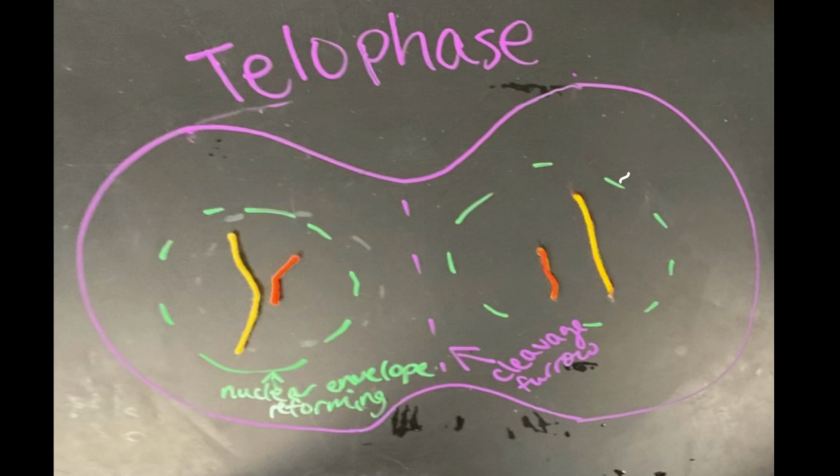The cytoplasm begins to separate at the cleavage furrow, and the nuclear envelope is reforming around the genetic material. Soon there will be 2 new daughter cells, each with a full set of chromosomes identical to those of the original parent cell. Then, the cell cycle starts all over again.